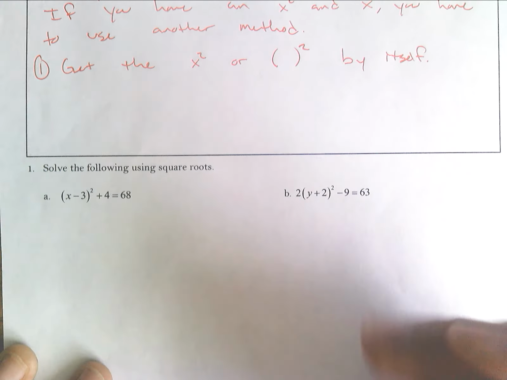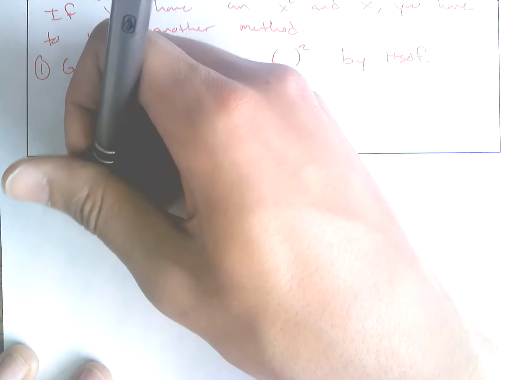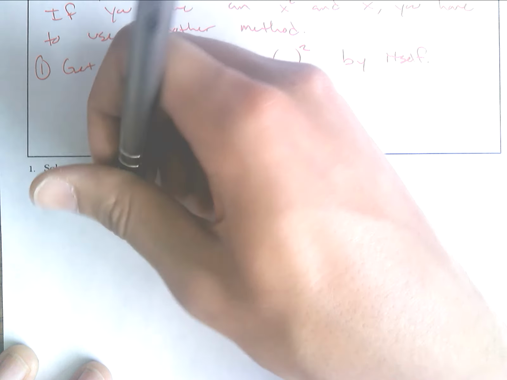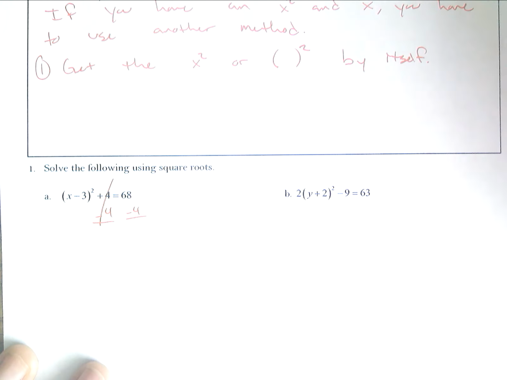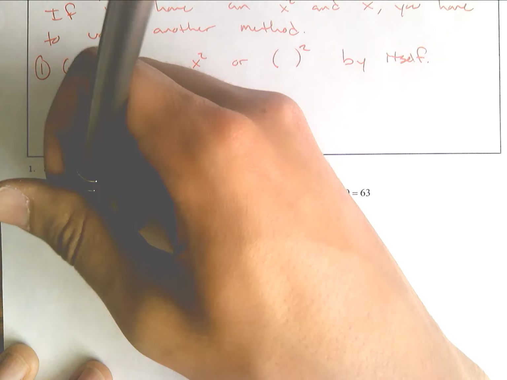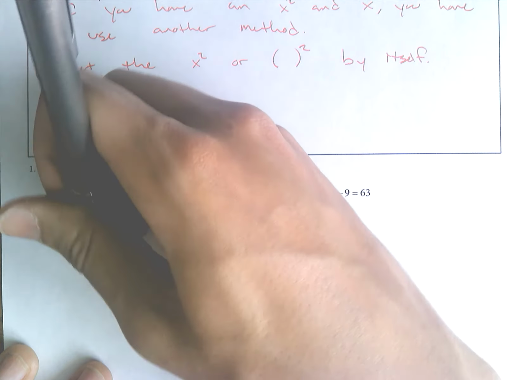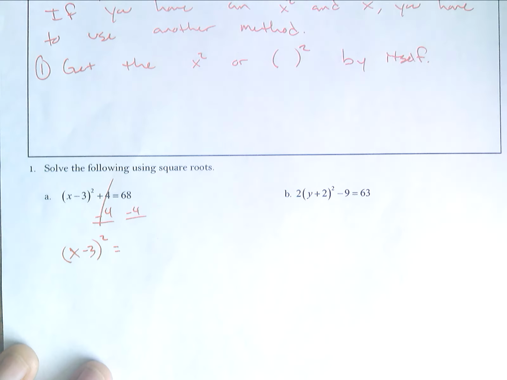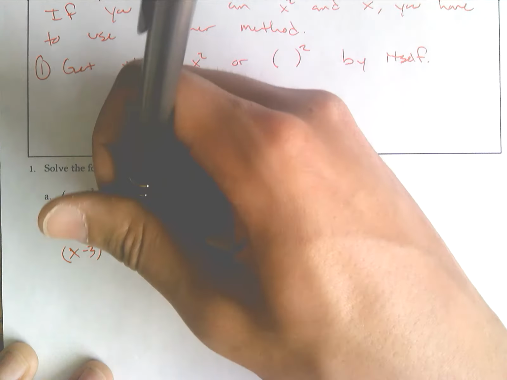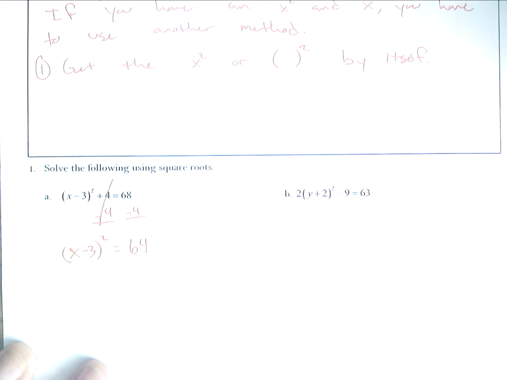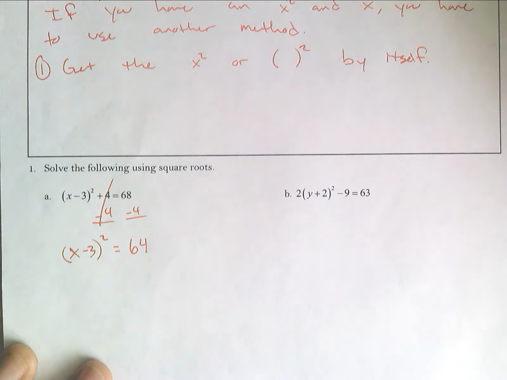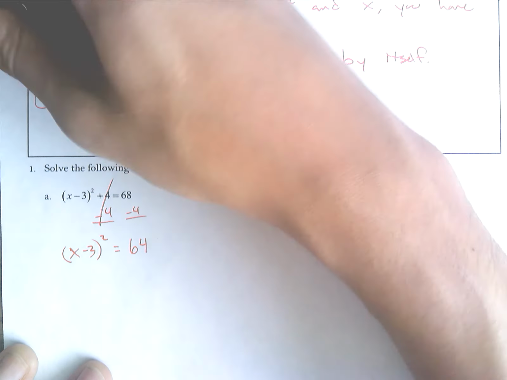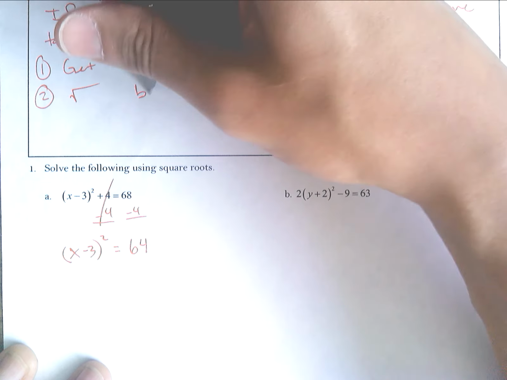So let's do that here. We're going to get that by itself. First thing we do is subtract 4 from both sides. So subtracting 4, we have the quantity x minus 3 squared equals, well, 68 minus 4 is 64. Awesome. So now we have our parentheses squared by itself. Step 2, we're going to follow just like the previous objective. We're going to square root both sides.